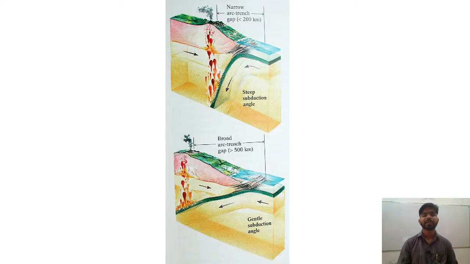Again, this diagram explains the arc-trench gap. That explanation is based on the angle of subduction. If the angle of subduction is gentler, the subducting plate has to travel some more distance to reach a greater depth. So if it has to reach 300 kilometers with a gentle angle, it will have to travel more and more distance to reach 300 kilometer vertical depth.